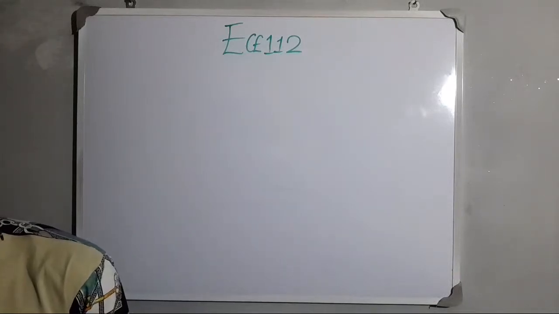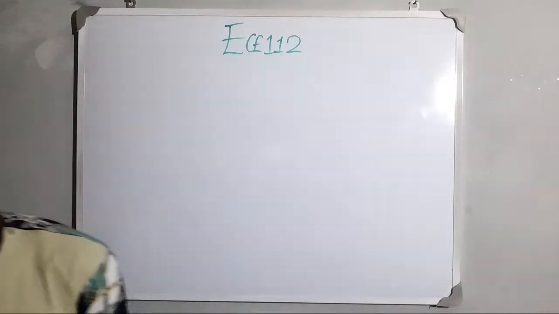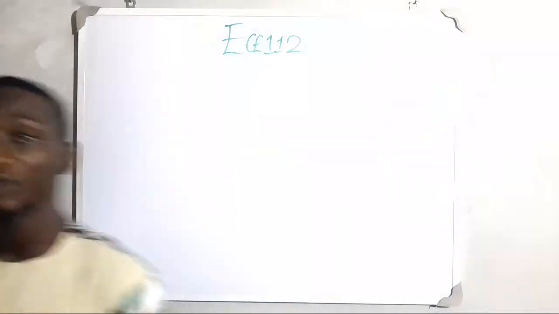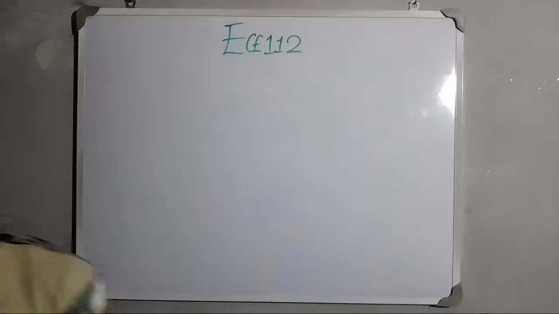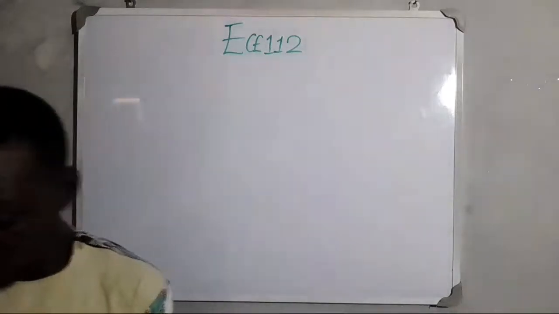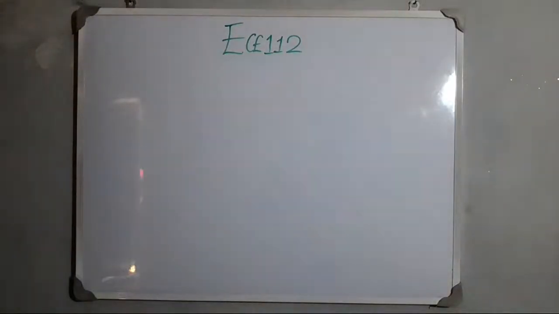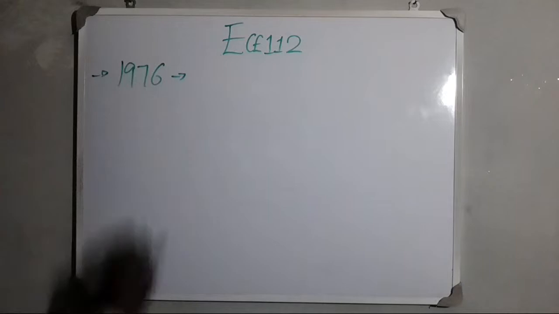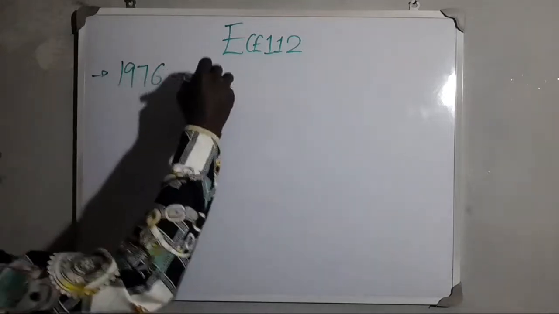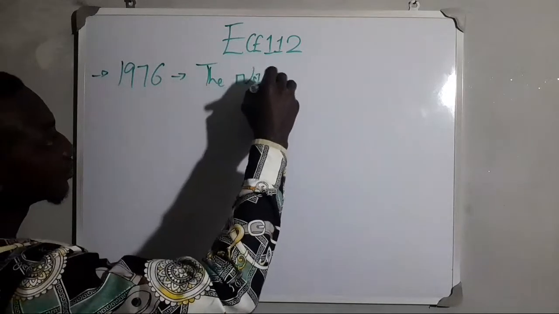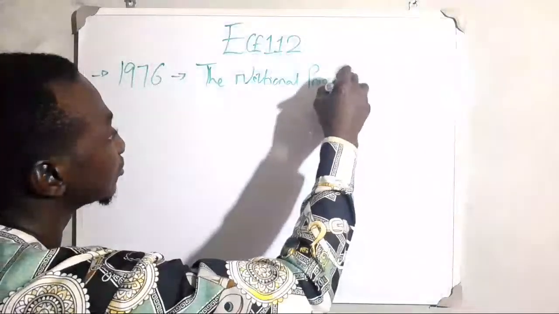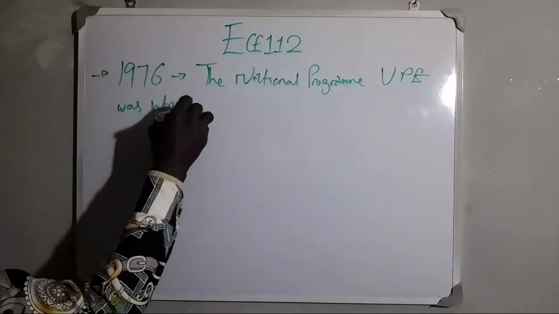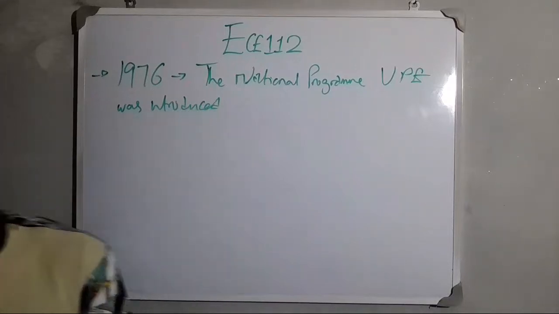According to what the thumbnail says, we'll be looking at why UPE was introduced and the challenges faced. Now, in 1976, the federal government introduced a national program, which is the UPE. In 1976, the national program UPE was introduced.